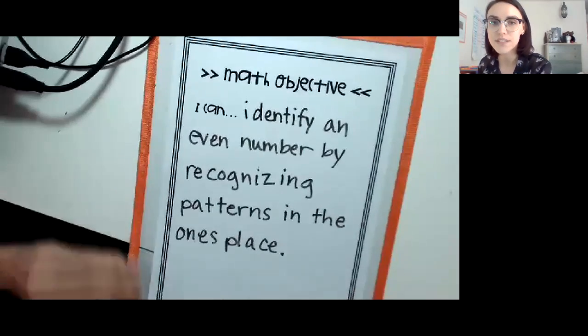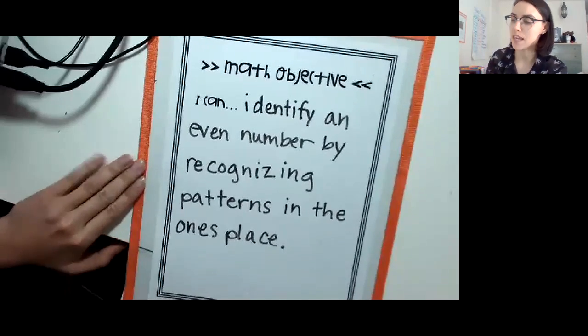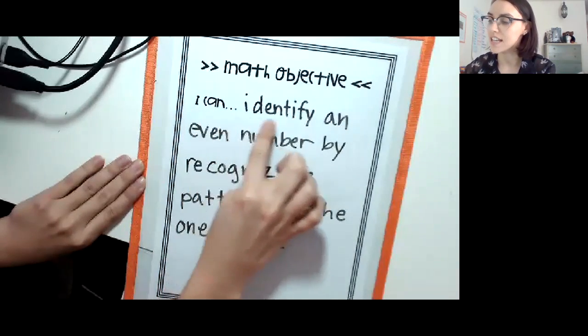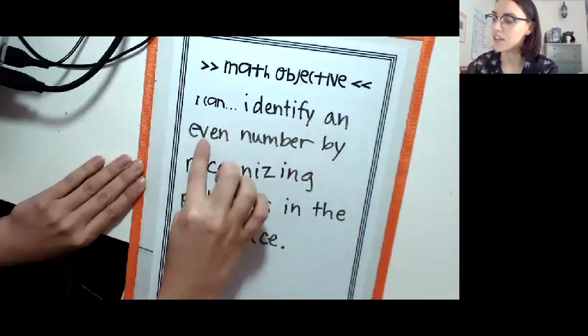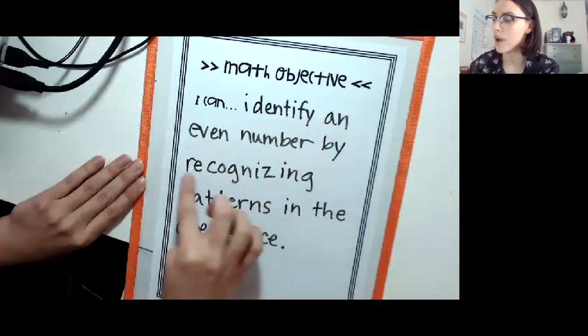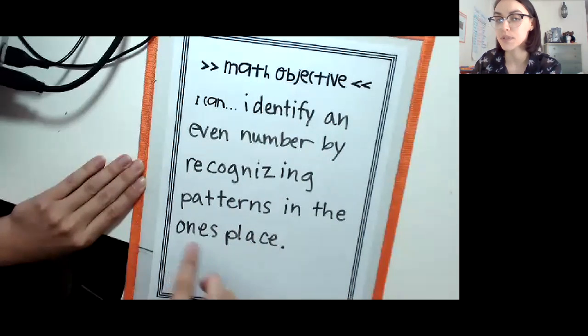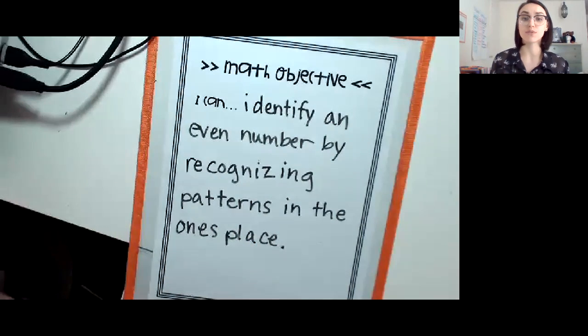Okay. Please read our objective with me. Math objective: I can identify an even number by recognizing patterns in the ones place. So today we're going to be working on identifying patterns in the ones place, and that's going to help us see whether or not a number is even or odd.